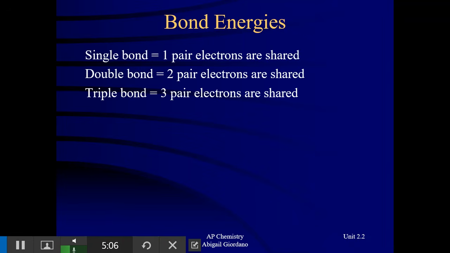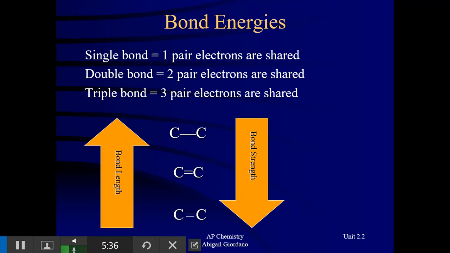Something else to talk about. Let's review a little bit from Chem 1. We're talking about covalent bonds here. There are single bonds, double bonds, triple bonds. Let's just remember what that means. A single bond is one pair of shared electrons. A double bond is two pair or four total electrons. A triple bond is three pair or six total electrons being shared.